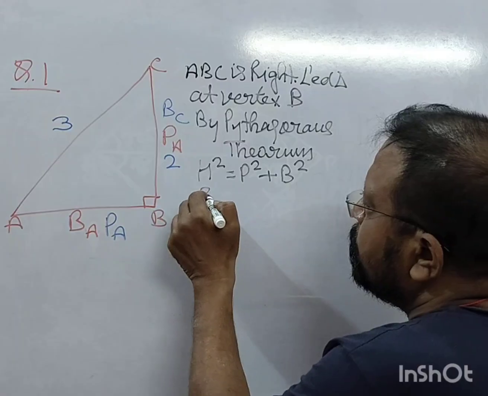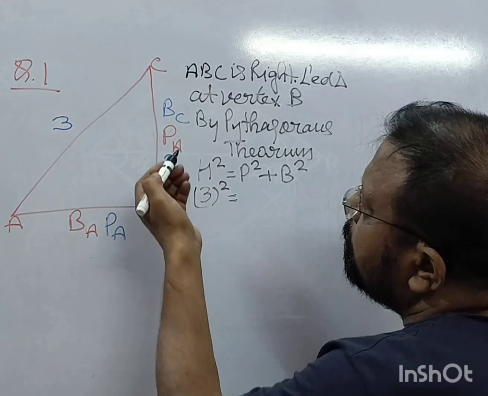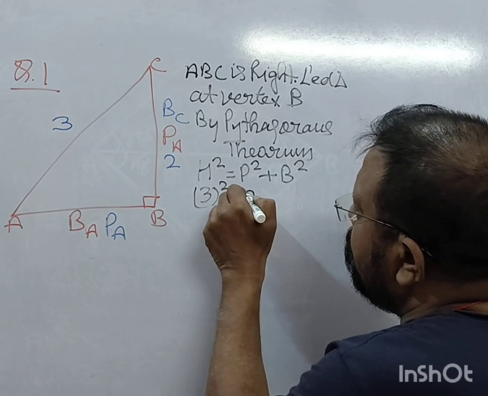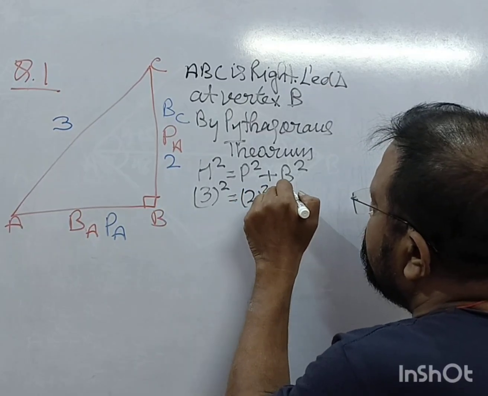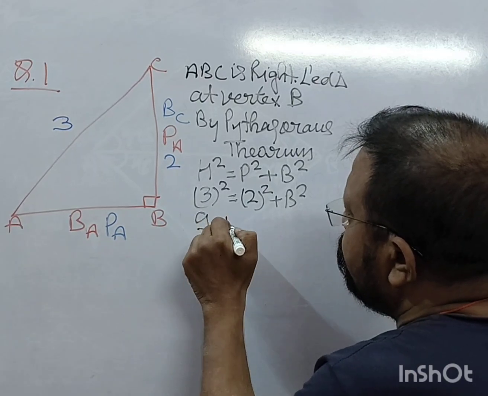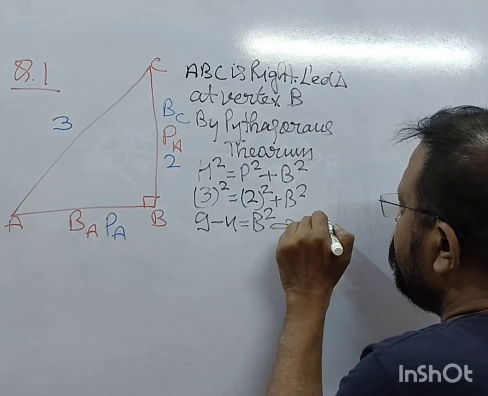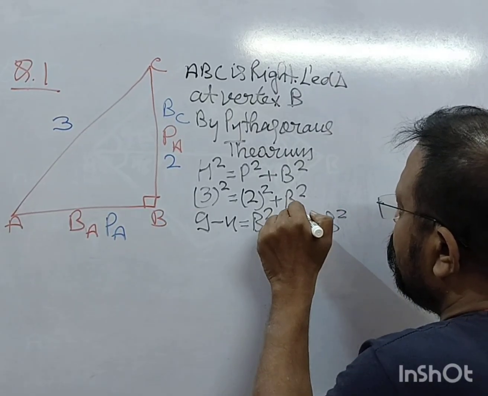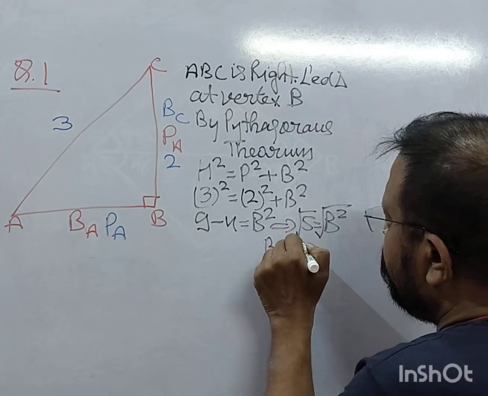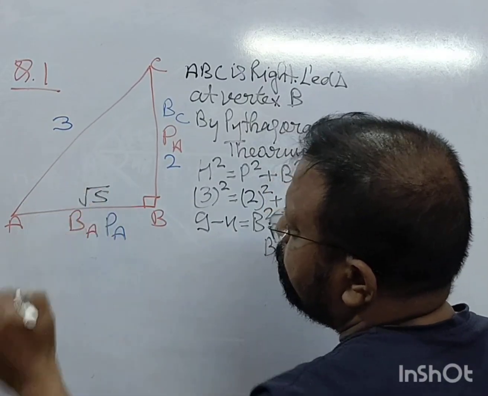Hypotenuse is 3 square, perpendicular is 2 square plus b square. You can take any side as perpendicular. So this is 9 minus 4 is equal to b square. Therefore 5 is equal to b square, taking root over both sides. So we have b is equal to root 5. So this is root 5. Getting?